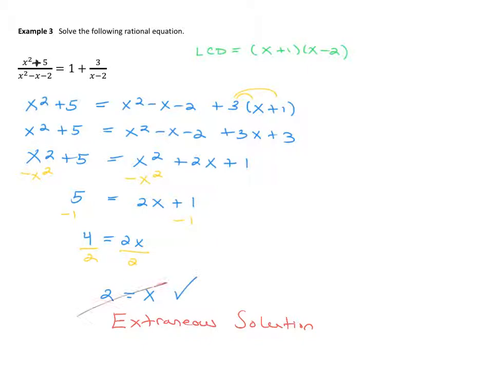That really means it's not a solution at all. It's just some type of number that shows up in this process. And because it makes the denominator 0, we just throw it away. So the actual answer to this problem is there are no solutions. And that is it.